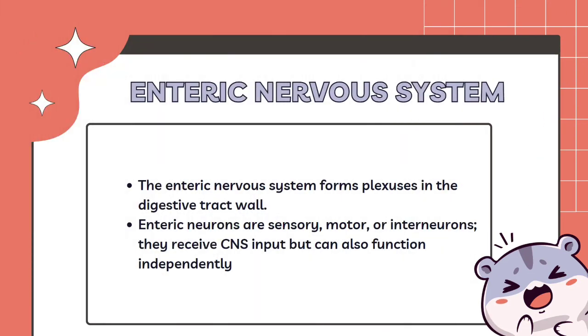The last part of the nervous system is the enteric nervous system. The enteric nervous system forms plexuses in the digestive tract wall. Enteric neurons are sensory, motor, or interneurons that receive CNS input but can also function independently. Although the ENS is capable of controlling the activities of the digestive tract completely and independently of the CNS, normally the two systems work together. The CNS controls the parasympathetic branches of the vagus nerve, and the sympathetic nerves can override the actions of the enteric neurons. Hence, the enteric nervous system is an independent subdivision of the PNS that is integrated with the ANS.